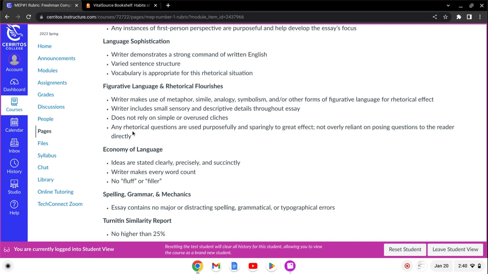The writer does not rely on simple or overused cliches. Cliches are these ready-made phrases that we use all the time, and we use them so often that they have been devoid of their original intent. One of my pet peeves, or one of the overused cliches that I just really hope that y'all move past by the time we finish this class, is the phrase "think outside the box." God, we use that phrase all the time. It's such an overused cliche. Think outside the box. Just think outside the box.